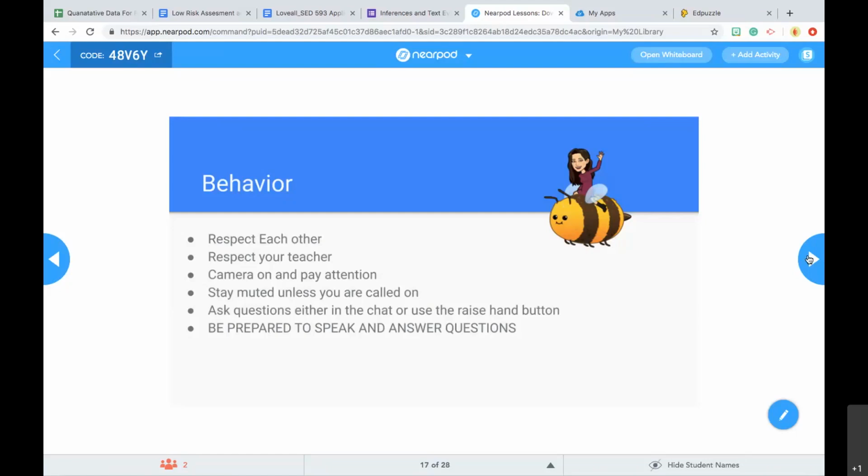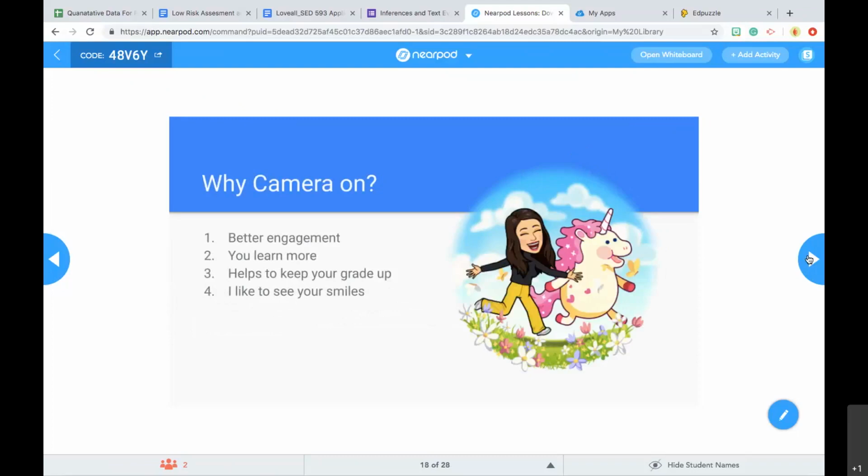We also have the chat that we can use where I can read the chat out loud. And then also, I do think the Padlet went really well last time, so you'll probably see more Padlets as well for discussions. So why do we need the camera on?